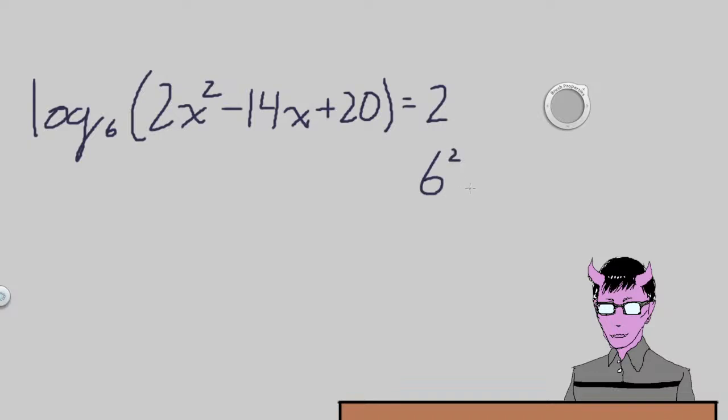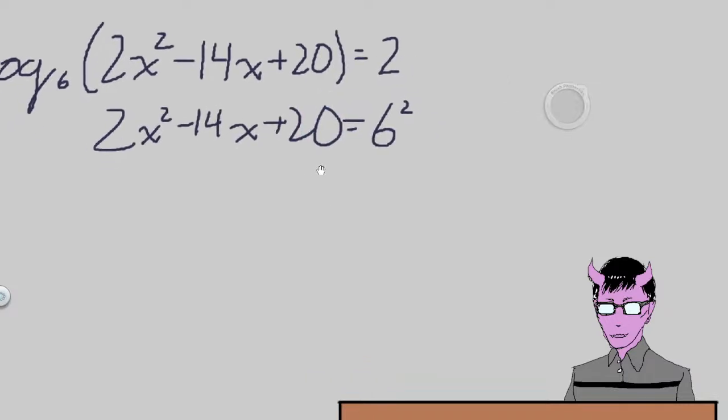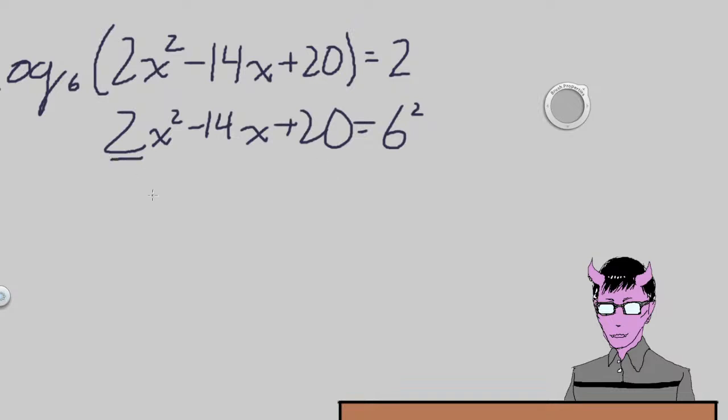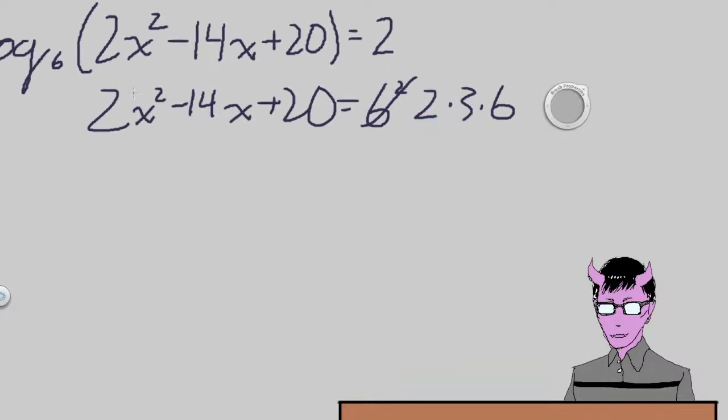So 6 to the power of 2 is equal to the entire argument, so 2x squared minus 14x plus 20. This is divisible by 2, so let's split that into 2 times 3 times 6. Let's cancel 2's from both sides, so each of those 3 terms will be divided by 2. This 2 will cancel out with those 3, and then we have a leftover of 3 times 6, which is 18.